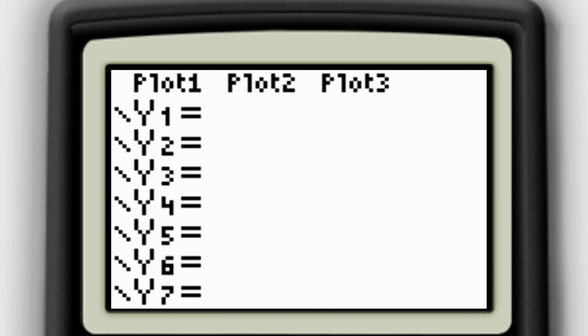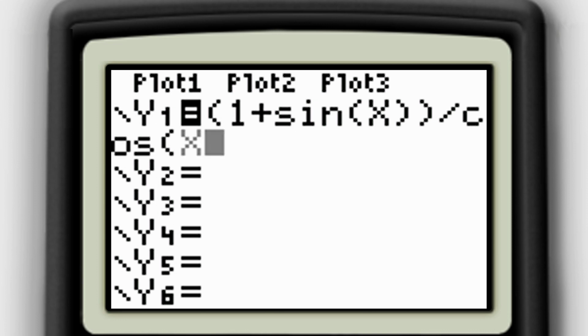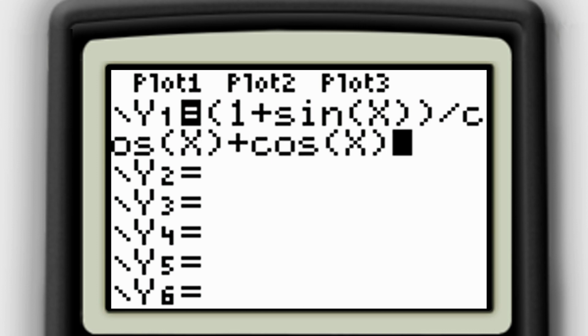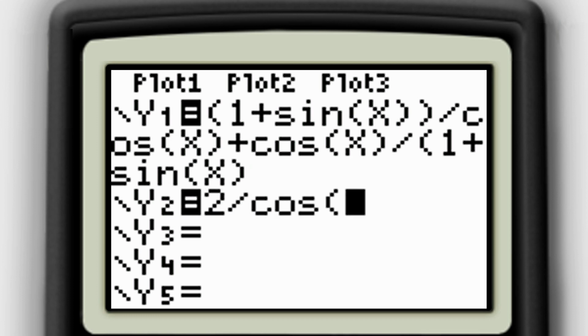We enter as our y1 equation the left-hand side. Now instead of theta, we're going to be using the value of x. We're going to type in parentheses the quantity 1 plus sine of x, divided by cosine of x, plus cosine of x divided by the quantity 1 plus sine of x. And then arrow down for our second equation, we have 2 secant of x. But secant being 1 over cosine, we'll type in 2 divided by cosine.